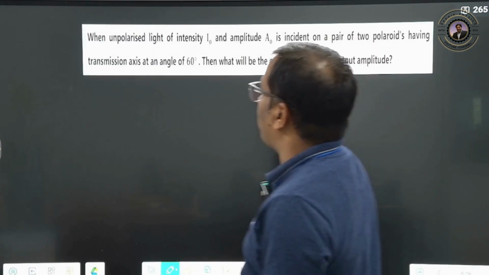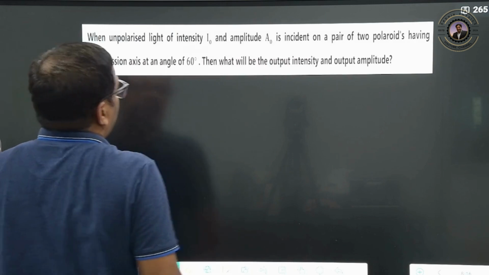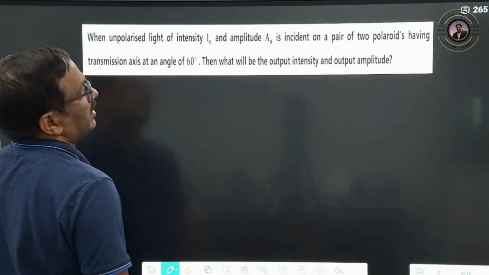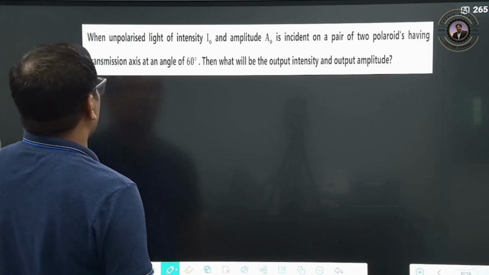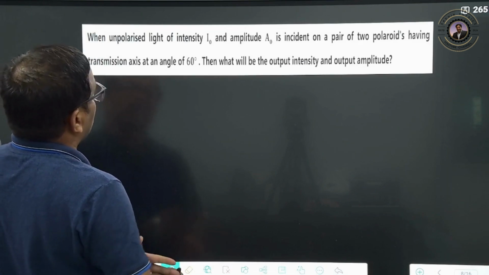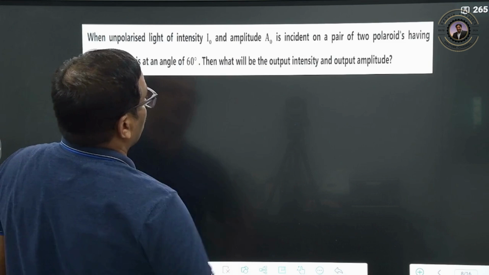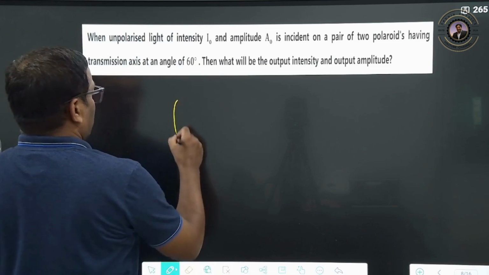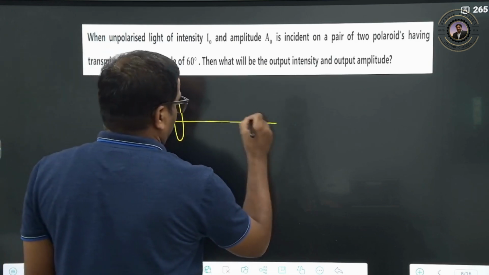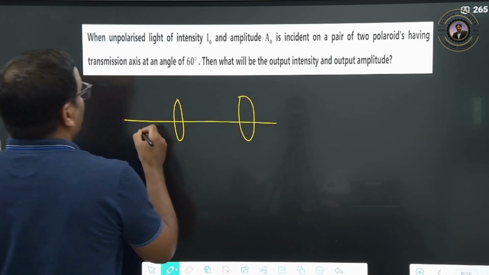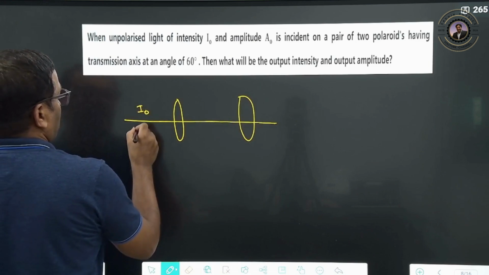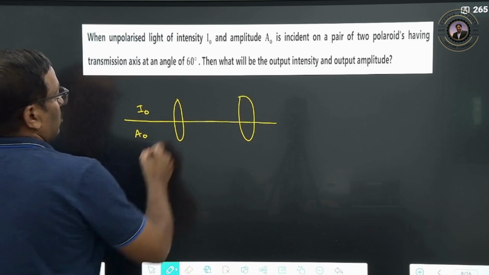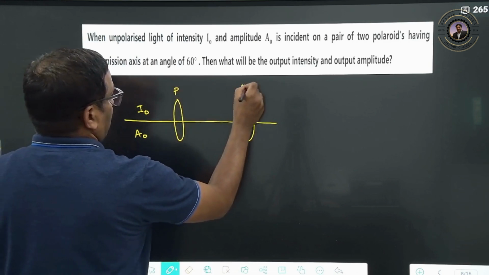When unpolarized light of intensity I naught and amplitude A naught is incident on two polarizers having transmission axes at an angle of 60 degrees, what will be the output intensity and output amplitude? Here it is the same thing, only the angles are different. Here what is given is I naught and A naught. This is one polarizer, and this is the analyzer.